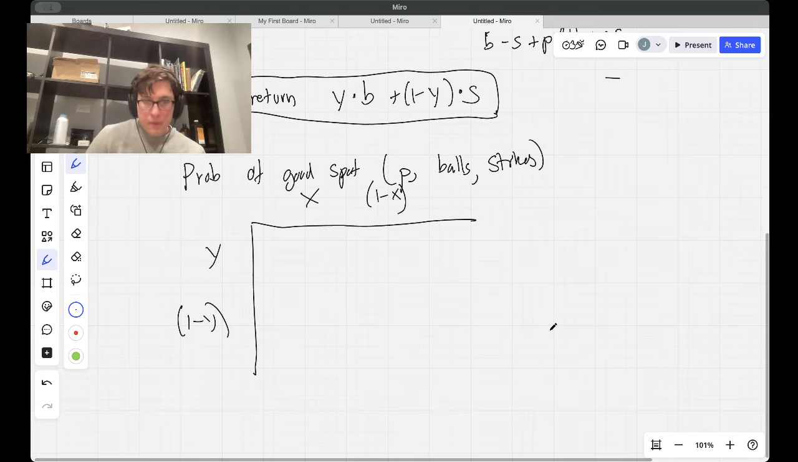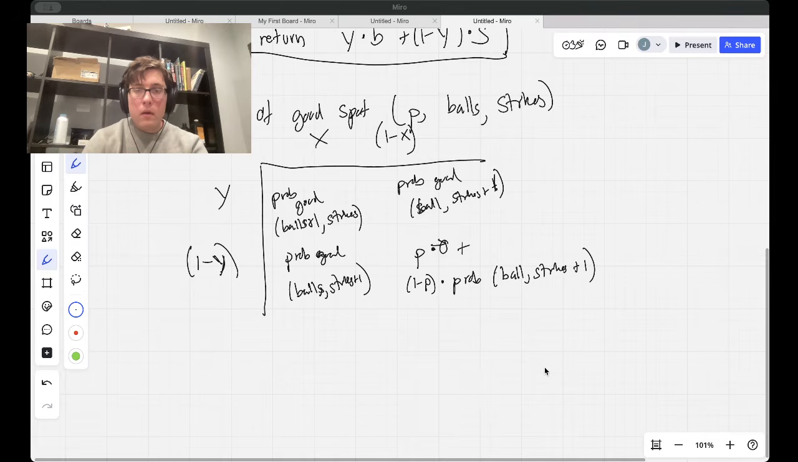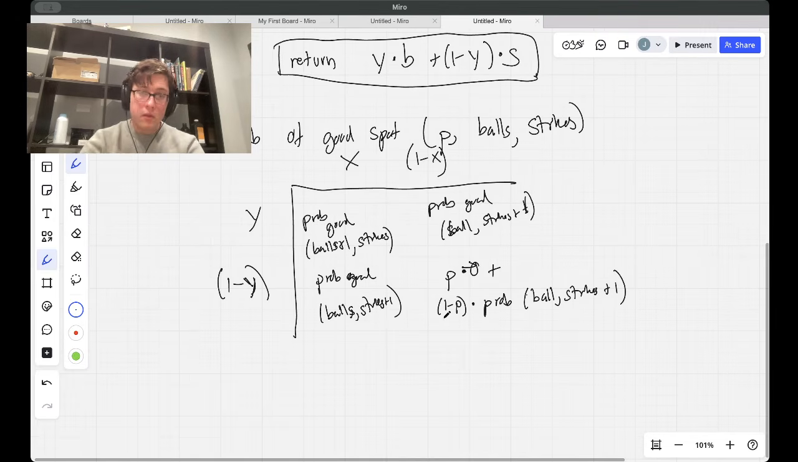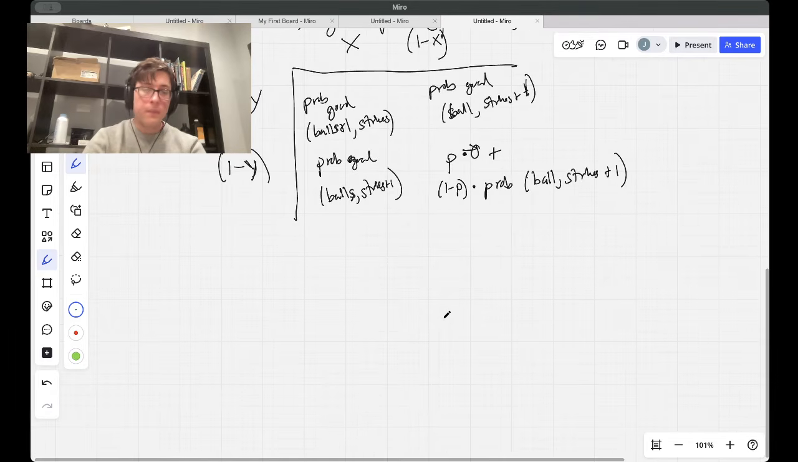And then finally, with probability p we hit a home run, which ends the game instantly and doesn't allow us to go into this good spot. So this is actually 0. So p times 0, which is not good, plus 1 minus p times the probability of balls, strikes plus 1. Fantastic. Oh, and I didn't record this as well. Okay, great. So you can see there I drew the square matrix. Fantastic.